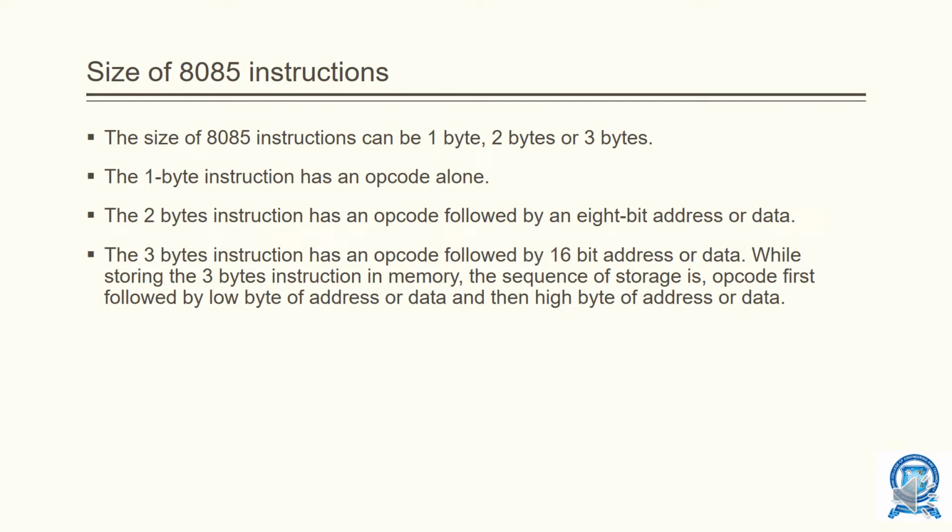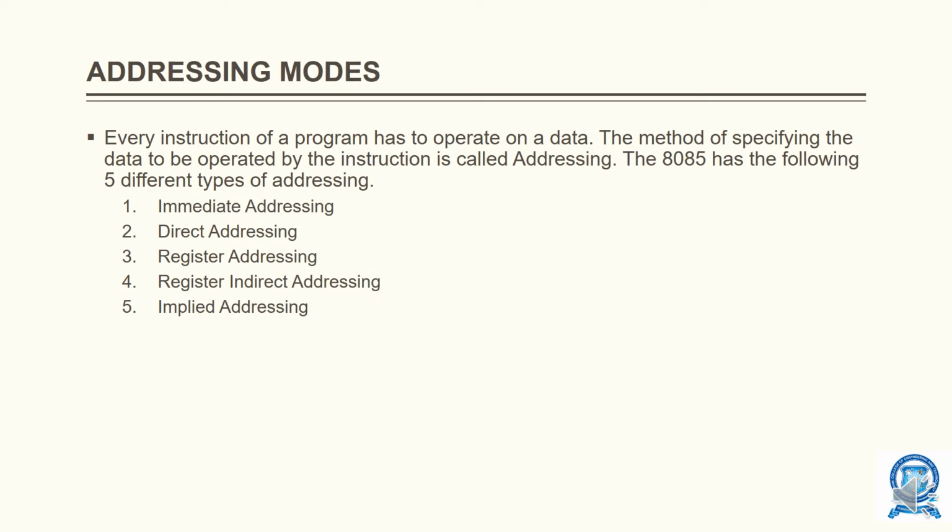So, the size of instructions. Size means based on the bytes. It may be a single byte, 2-byte or a 3-byte. A single-byte instruction has the opcode alone. For a 2-byte instruction, the opcode is followed by an 8-bit address or data. In a 3-byte instruction, the opcode is followed by a 16-bit address.